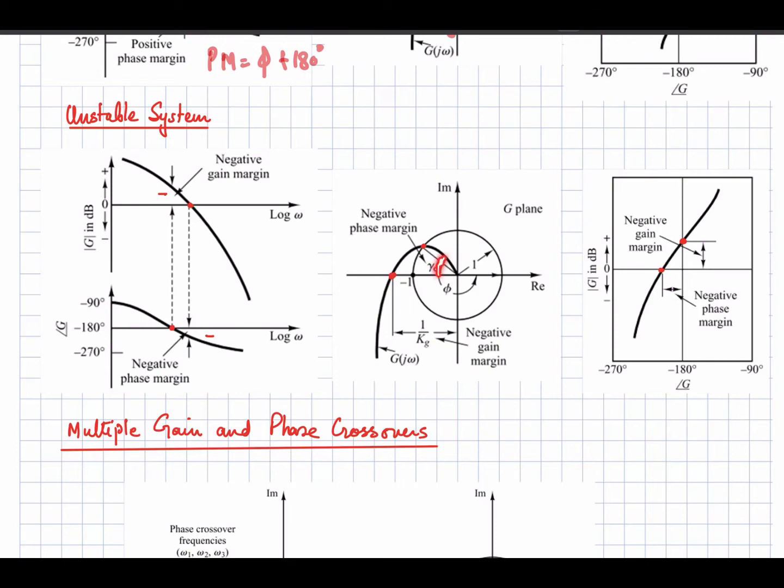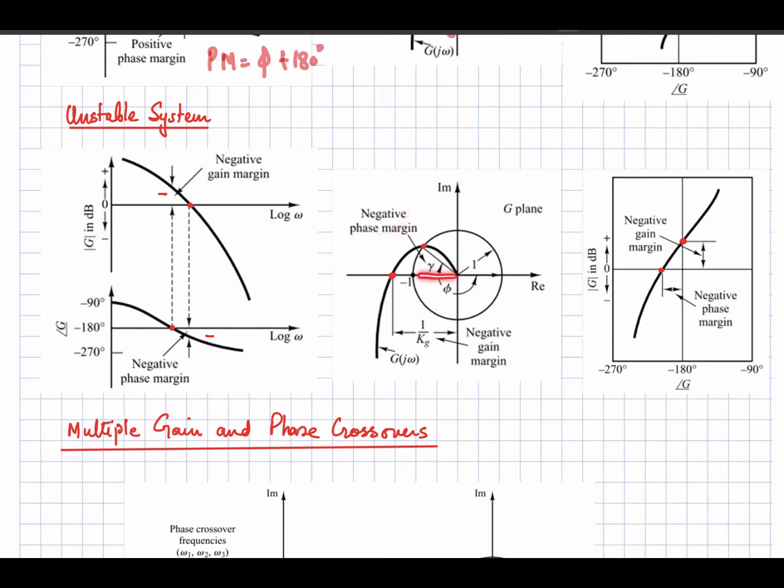So this is considered as the negative phase margin, right? Let's suppose this angle is minus 210 degree and you are going to add 180 degree to that one, so you are going to get minus 30 degree, that is minus 30 degree over here. So angle in this direction will be considered as the negative one. So this is the negative phase margin.